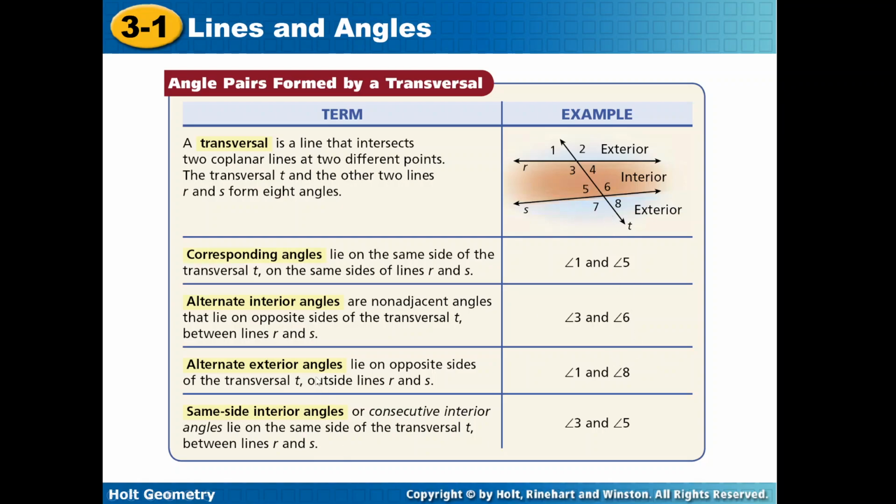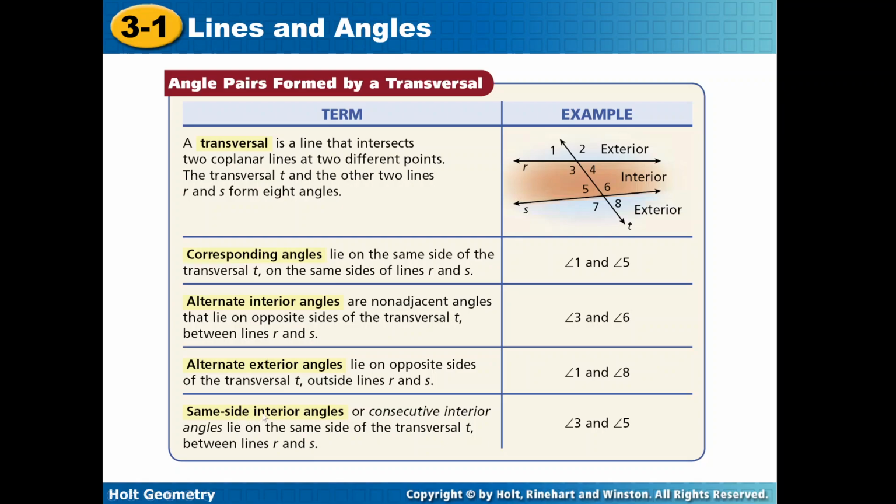And then alternate exterior angles are on the opposite sides of the transversal T, outside the lines R and S. Again, the key word is exterior, outside the lines. So they're sitting outside of those two lines, and they're facing opposite of each other, like angle 1 and 8, or 2 and 7.